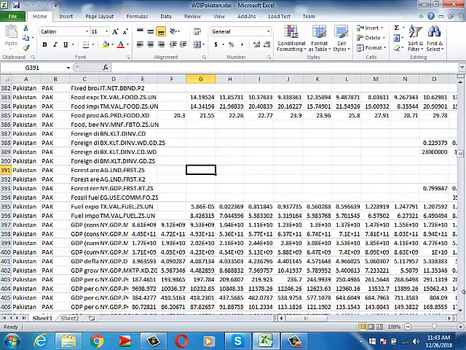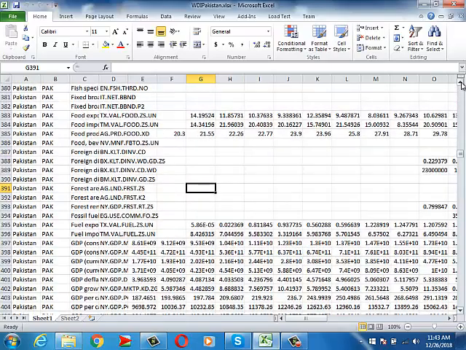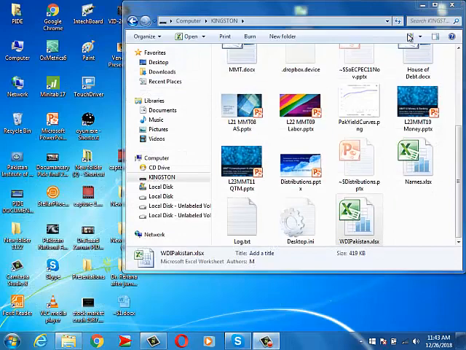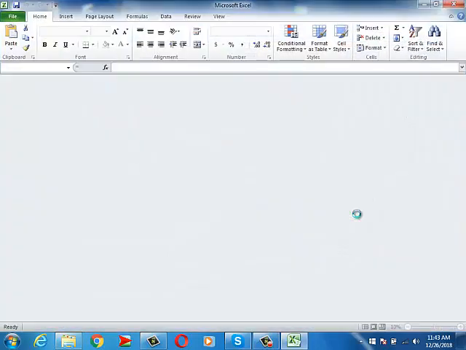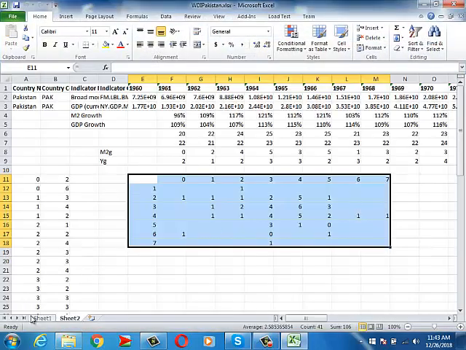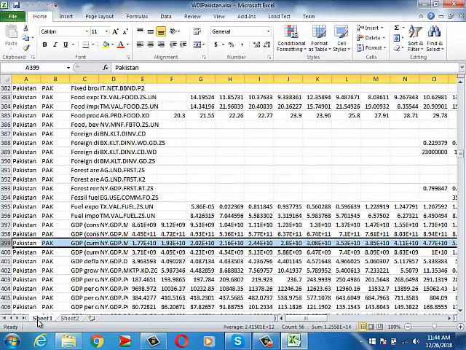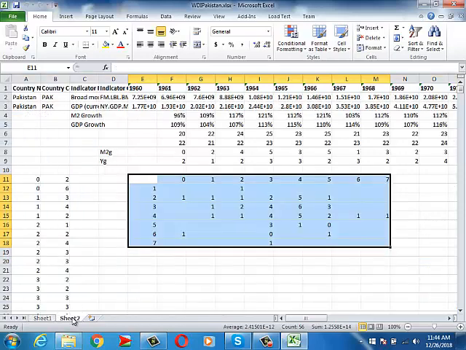So this is the original data on Pakistan from the World Development Indicators. This is all of the time series on Pakistan, which is based on the World Bank data set. Now I'm going to just take two series, because I want to look at two random variables.